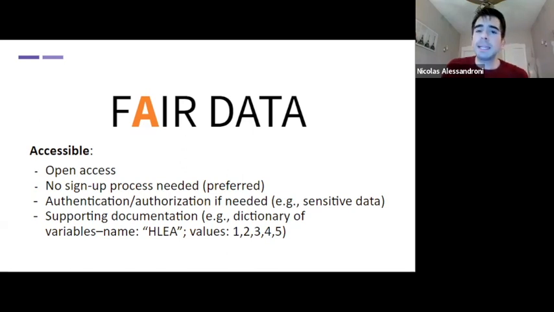And then accessibility is also achieved thanks to support and documentation. For example, a dictionary of variables that allows users to understand what are these column names that I have in this data set that I don't really understand. For example, a column might be entitled HLEA. And what is that? Well, this might be, for example, the highest level of education achieved by subject. But if there is no description of the variable, we wouldn't know, especially if the values are 1, 2, 3, 4, 5, for example, which could be the case.